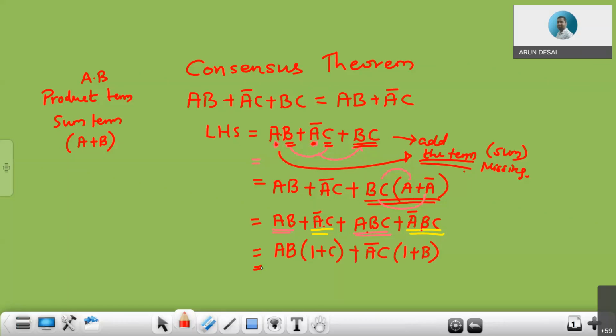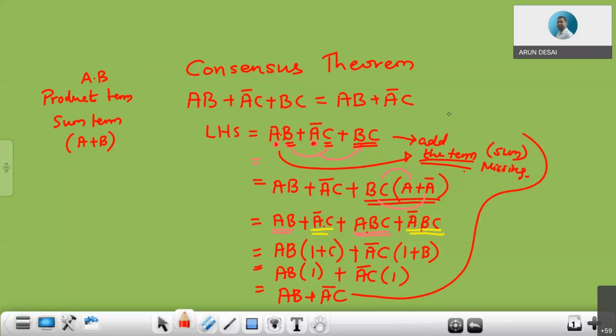If you OR anything with 1, that means 1, right? Plus A complement C, 1. If you multiply 1 with that term, it means that term only. AB plus A complement C, right? So this is how, and actually this is your RHS, this is how the expression becomes solved.